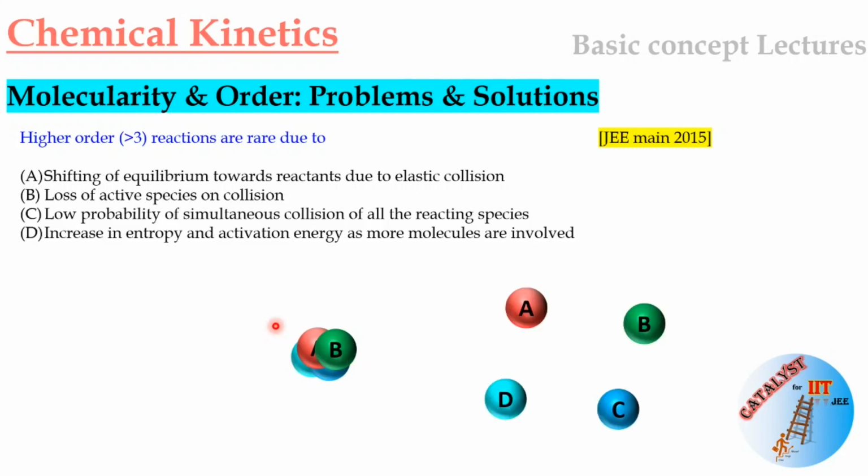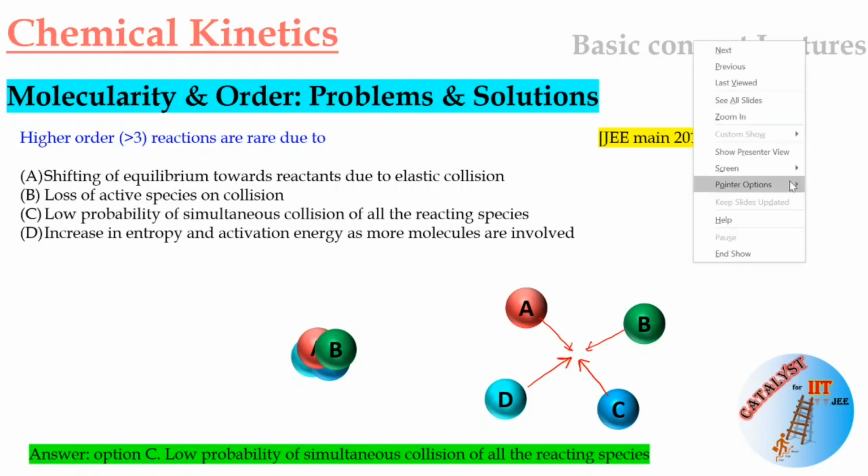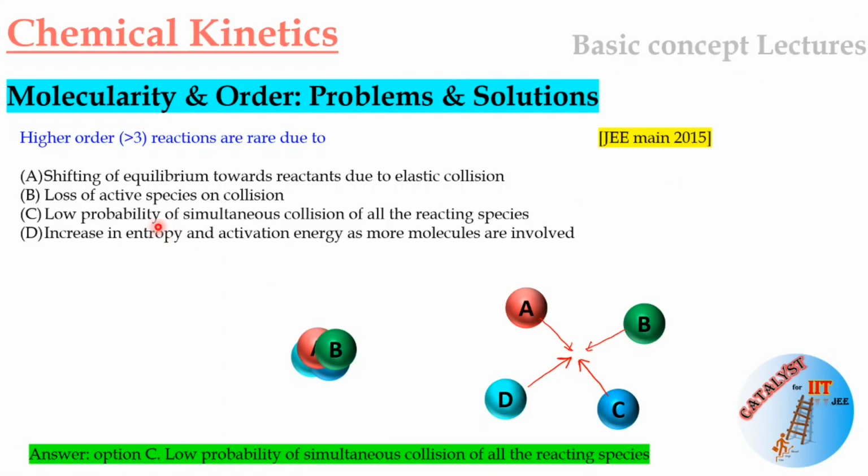So if I try to draw this, there has to be a simultaneous collision between these molecules A, B, C and D, which is very difficult here because of steric congestion. Okay, so the answer is low probability of simultaneous collision of the reacting species. So option C is your correct answer.